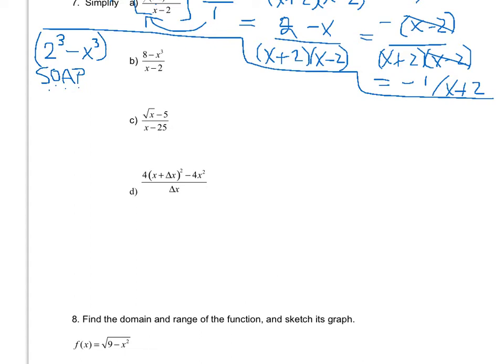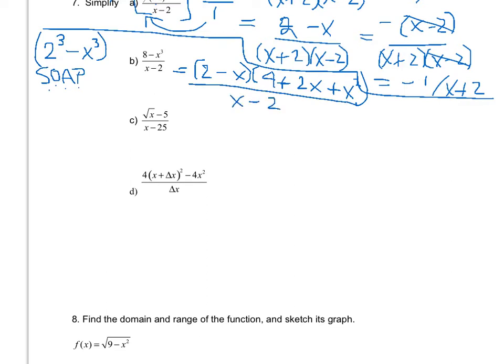And if you remember how a cube factors, it's always the first term and then the same sign minus the last term without the cube on it. So I have 2 minus x. So there's the S for same. And then you would have the first term squared, which would be 4. And then SOAP says opposite, so it would be positive. And then you multiply those two terms together, you would get 2x. And then always positive is the last term, and you square it. And this is all over x minus 2.